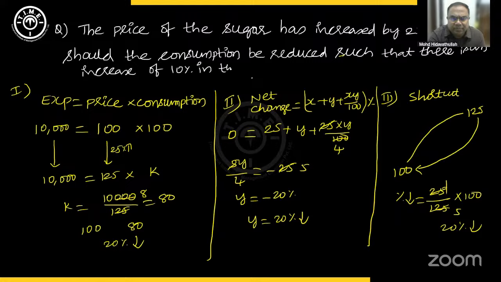Now 100 becoming 125. If price has a 25% increase, expenditure will also increase by 25%. But in the question he is saying you cannot increase it by 25%. Maximum that is allowed is 10%. That means 100 cannot become 125, it can become 110. So from 125, you need to bring it back to 110. Percentage decrease 15 upon 125 into 100. 25 fours, 25 fives, 5 goes 3 times. So 12% drop.